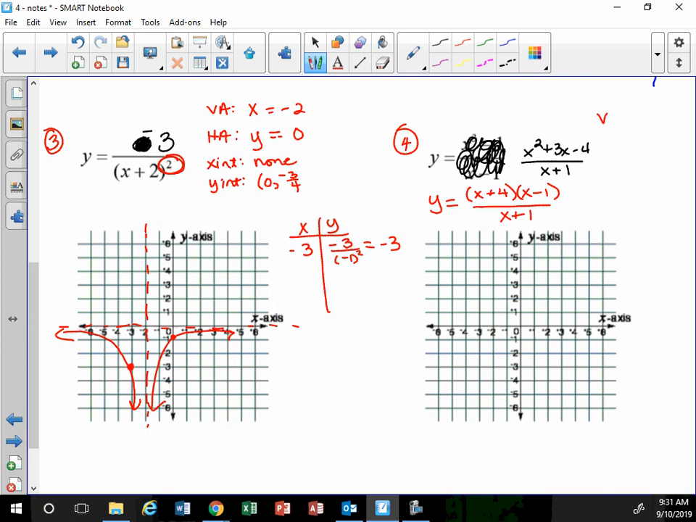I do have a vertical asymptote. Where is it going to be? Good, x equals -1, so I've got that guy to start with. I actually have a slant asymptote this time because it is top heavy. The way you find a slant asymptote is to do the division of your rational expression. Do you want to do long or synthetic? Synthetic will work, right?